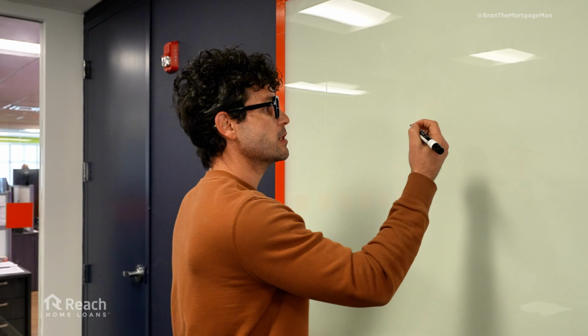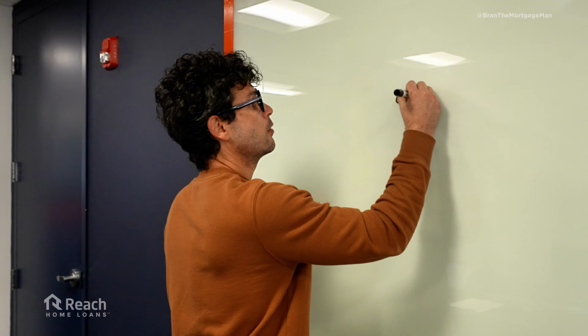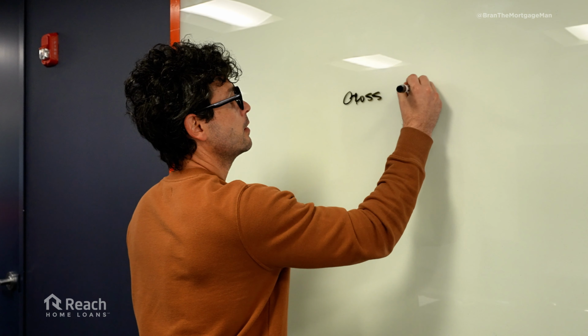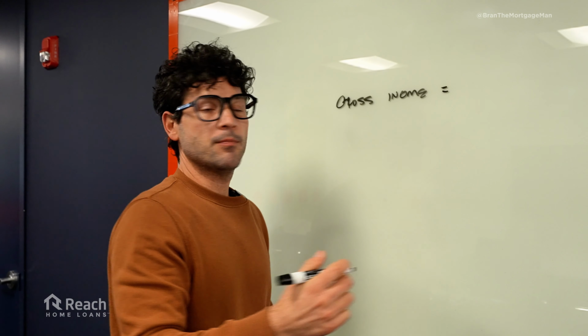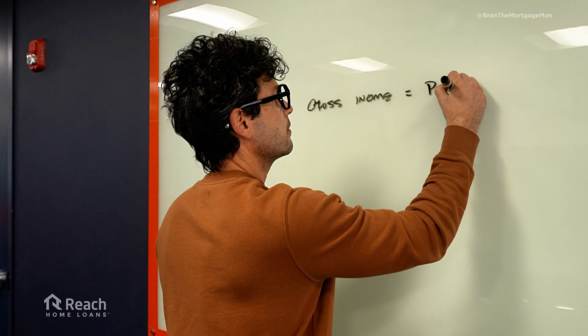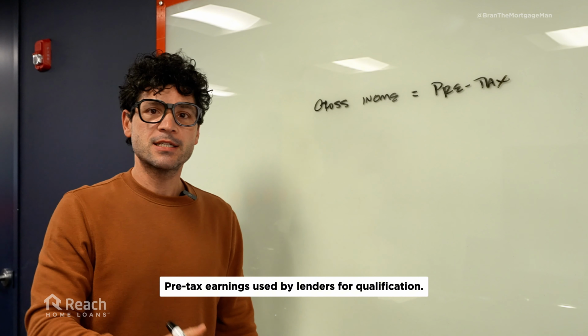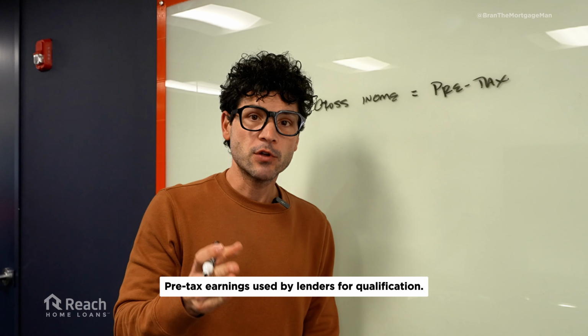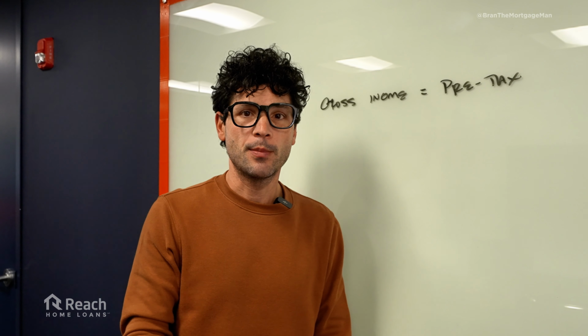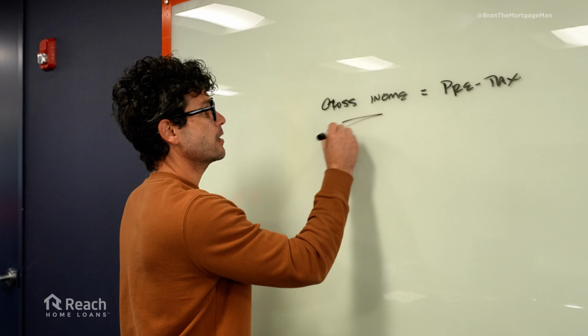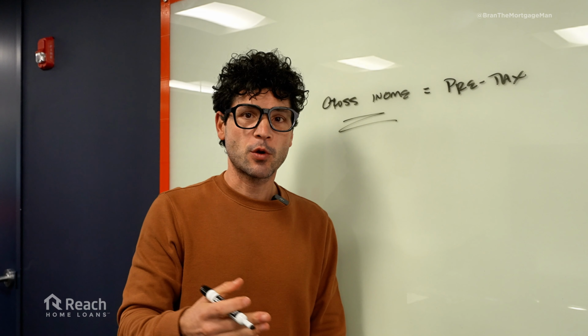And what is gross income, right? So gross income, and I'm not talking about something that's disgusting, right? Gross income is pre-tax. Your income before taxes are deducted. And believe it or not, although that's not what you take home and have available to pay your bills with, your gross income is what lenders use to qualify you for a mortgage.